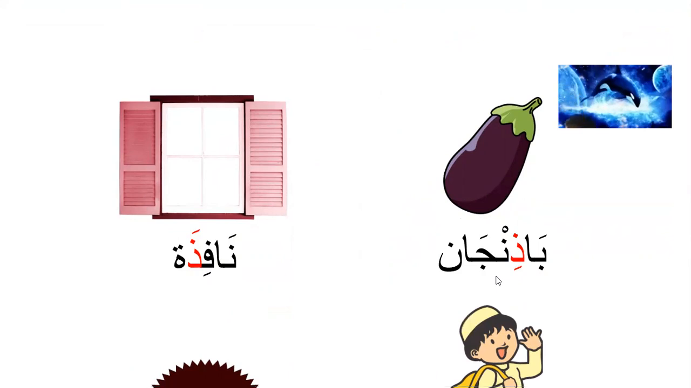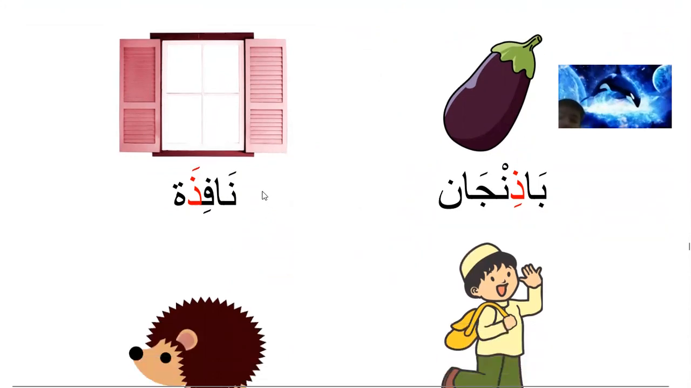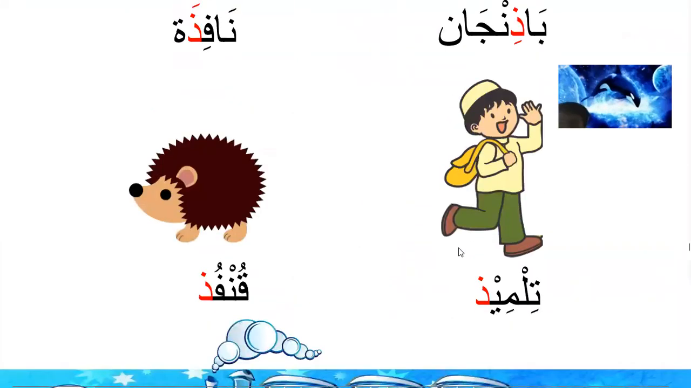Bazinjan. Eggplant. Good. Nafiza, window. Good. Tilmiz is boy. Student. Tilmiz means student. Kunfuz, a hedgehog. Hedgehog. Good.